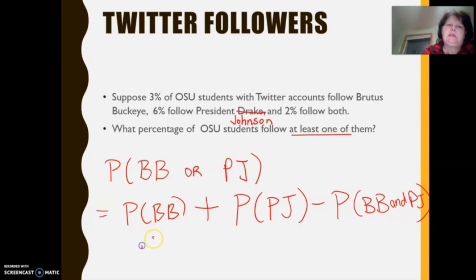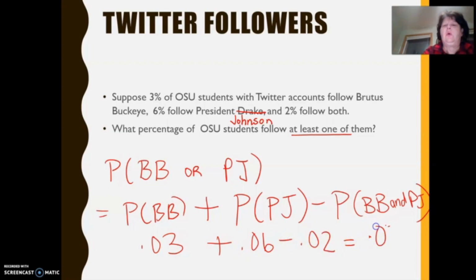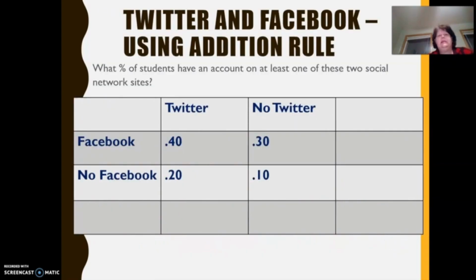So Brutus Buckeye is 3%, President Johnson is 6%, and both is 2%. So this is 0.07. So if you have information about each one separately, and then you have information about both, then you can use the addition rule there. That's what the addition rule is doing. And I got the cue from the words at least.